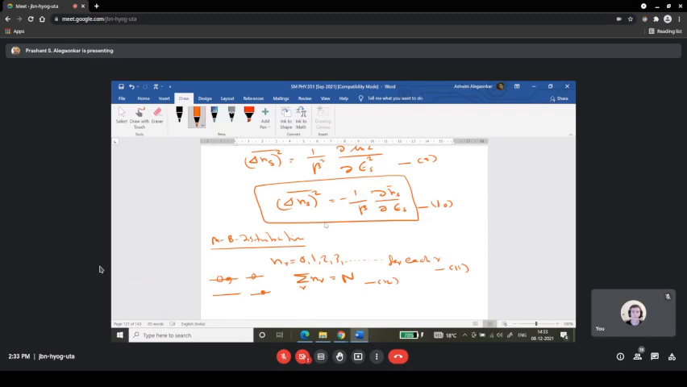So then how many states will be there? In fact, the probable states will be n1, n2, n3, and so on and so forth, nr.